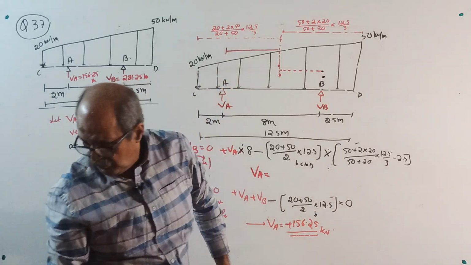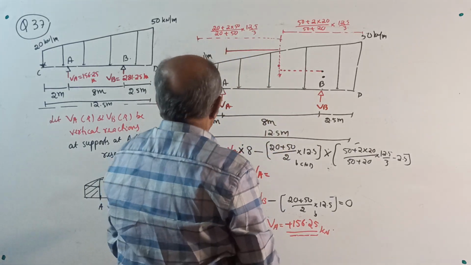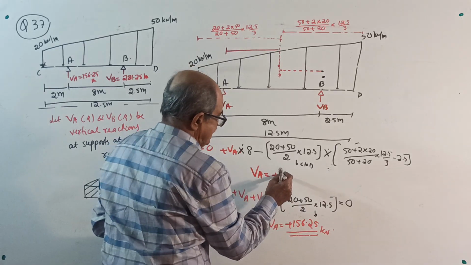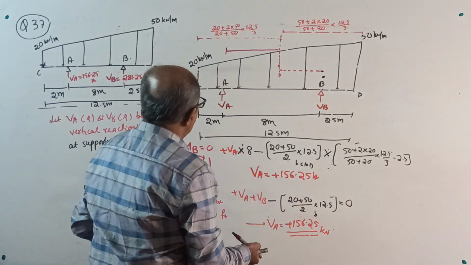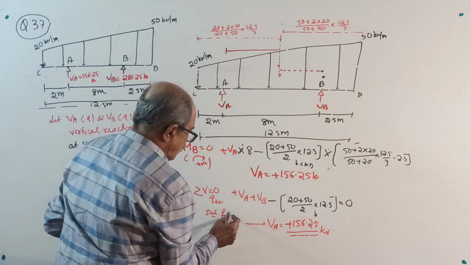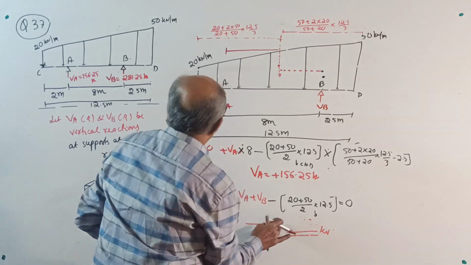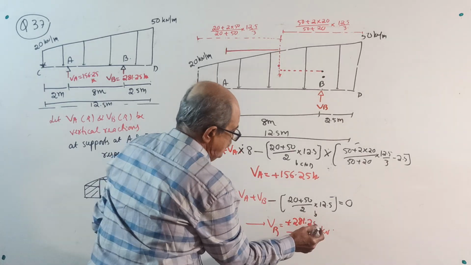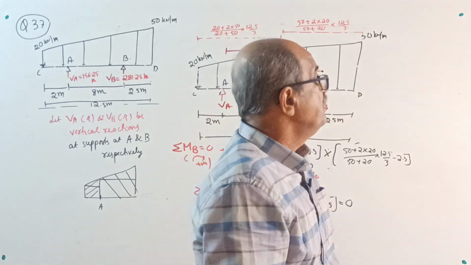Okay, I'll calculate VA now. My calculator is there. VA will come plus 156.25 kilonewton. Sigma V equal to 0, VA plus VB minus the total load equal to 0. Substitute for VA, you get VB equal to plus 281.25 kilonewton. Okay. Solution is over.